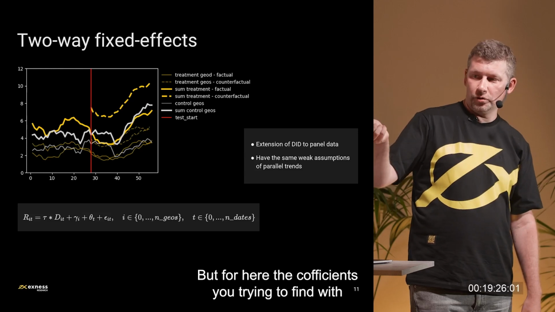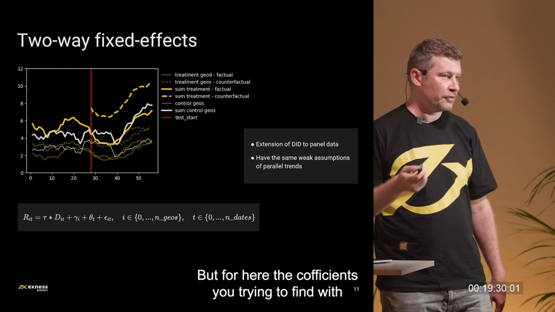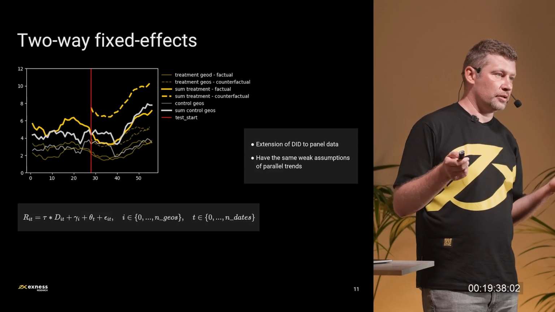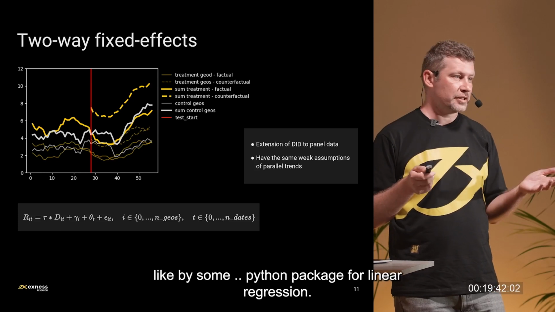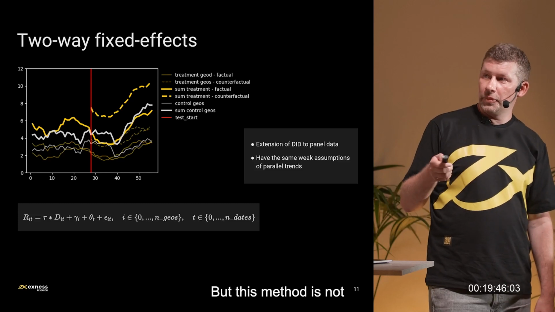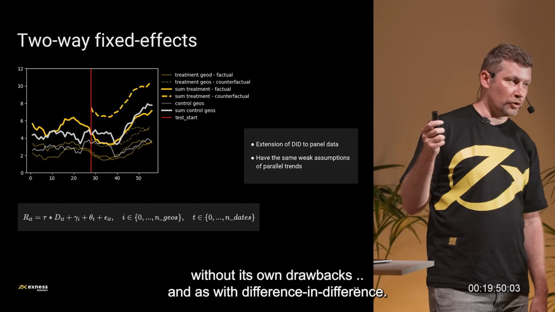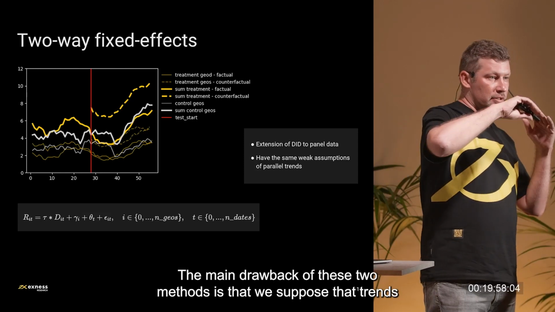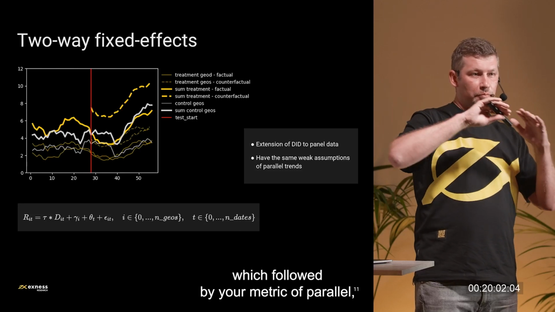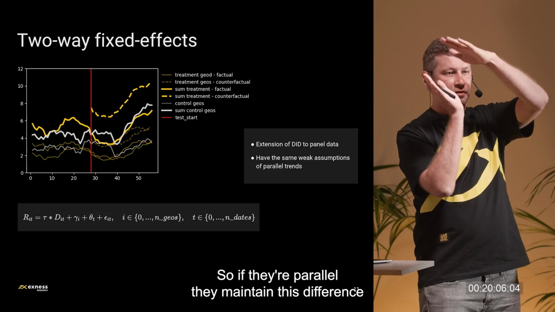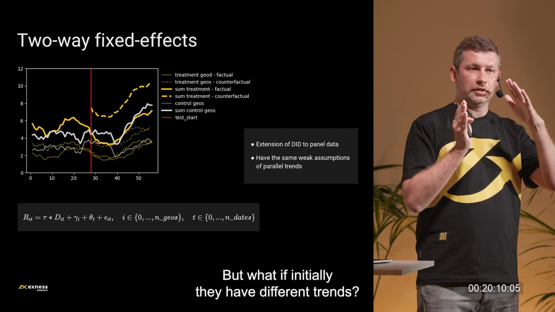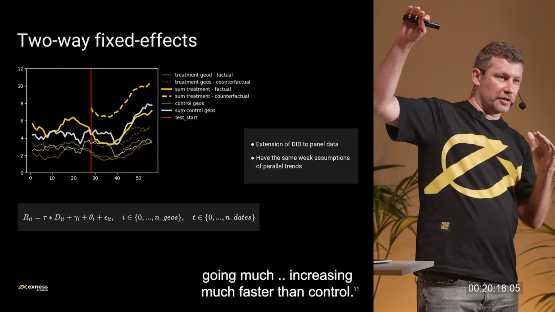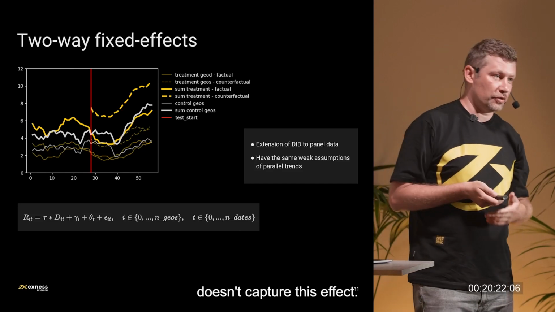This is the same formula, but here the coefficients you are trying to find with your model are more numerous, though you may do it with any Python package for linear regression. But this method is not without drawbacks. As with difference in difference, the main drawback is that it assumes the trends followed by your metric are parallel. If they are parallel, they maintain this difference, and you may subtract it. But what if initially they have different trends? For example, your treatment is increasing much faster than control, so this method doesn't capture this effect.